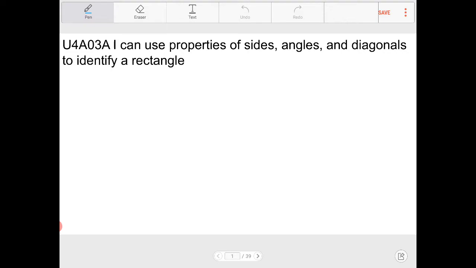So for the past couple lessons in this unit, we've been talking about polygons, and then more specifically quadrilaterals, and then even more specifically in the last two lessons, we talked about a very specific kind of quadrilateral, which is known as a parallelogram. So in this lesson, we're going to be talking about another specific kind of quadrilateral, which is known as a rectangle.